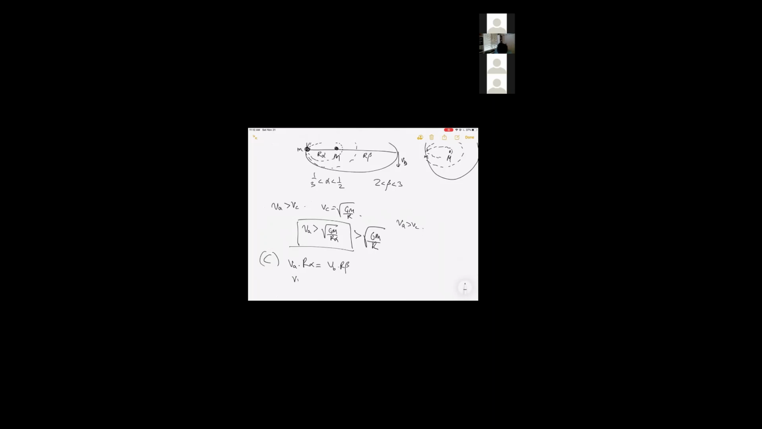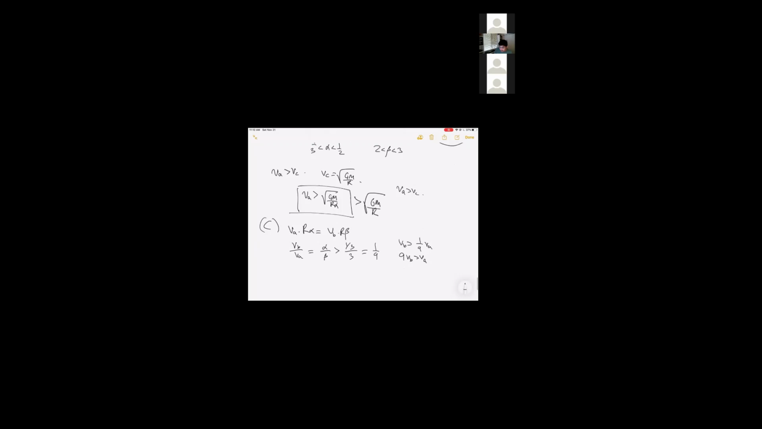So VB over VA is equal to alpha over beta. And this is greater than or equal to 1/3 over 3, which is 1/9. So VB is greater than 1/9 VA. So 9 VB is greater than VA. So certainly 10 VB is greater than VA. So this proves that 10 VB is greater than VA, as it is in C. And we already showed that VA is greater than VC. So this proves that C works. So C must be correct.